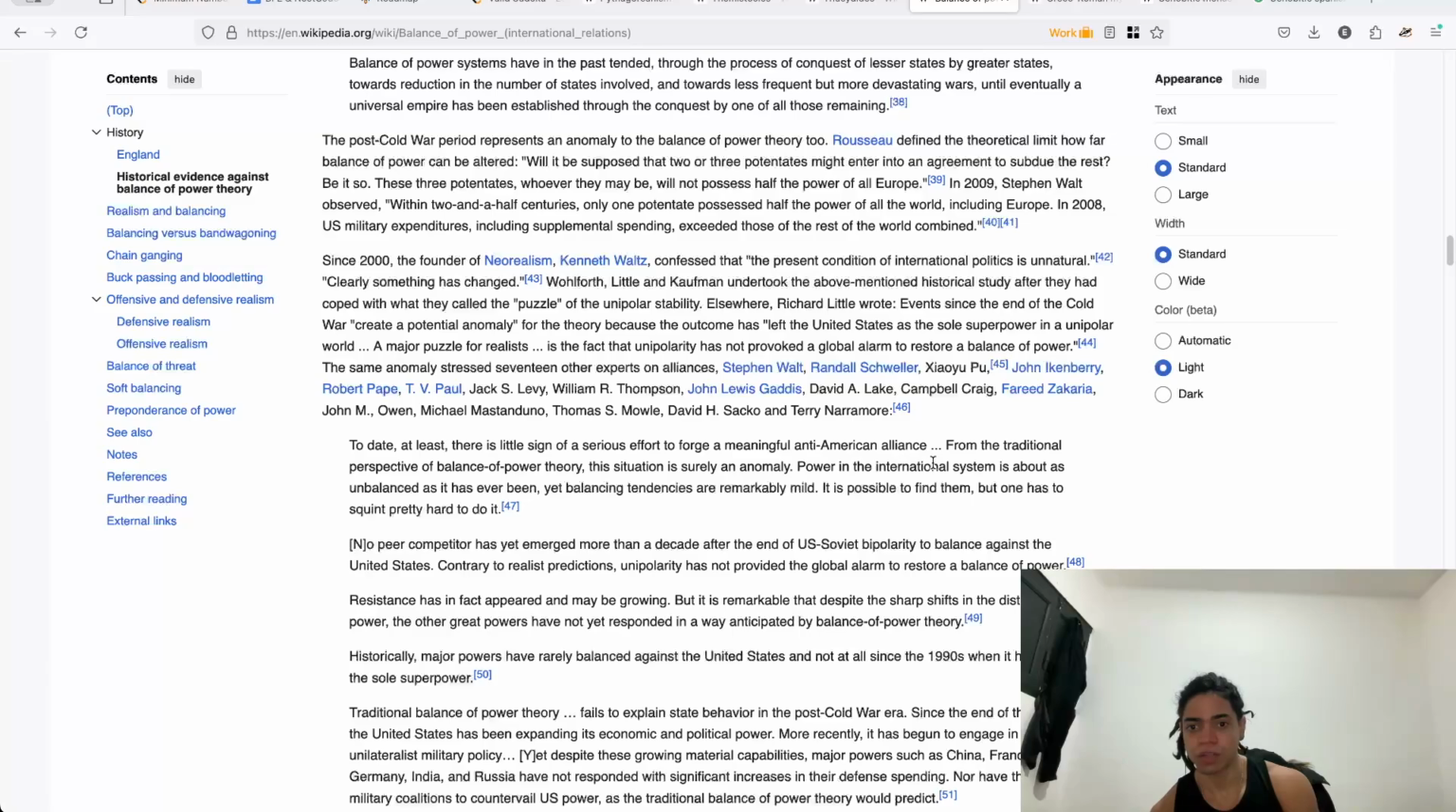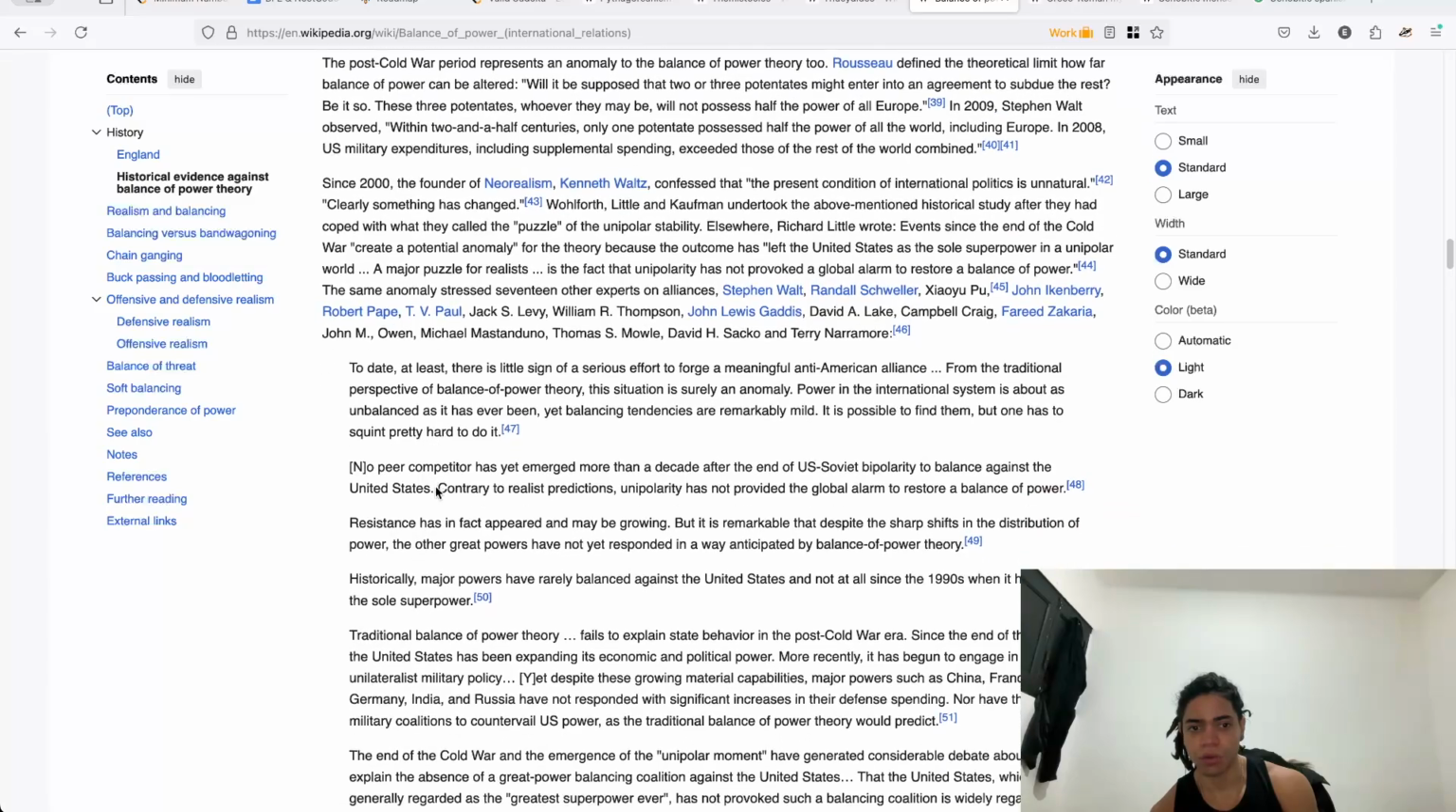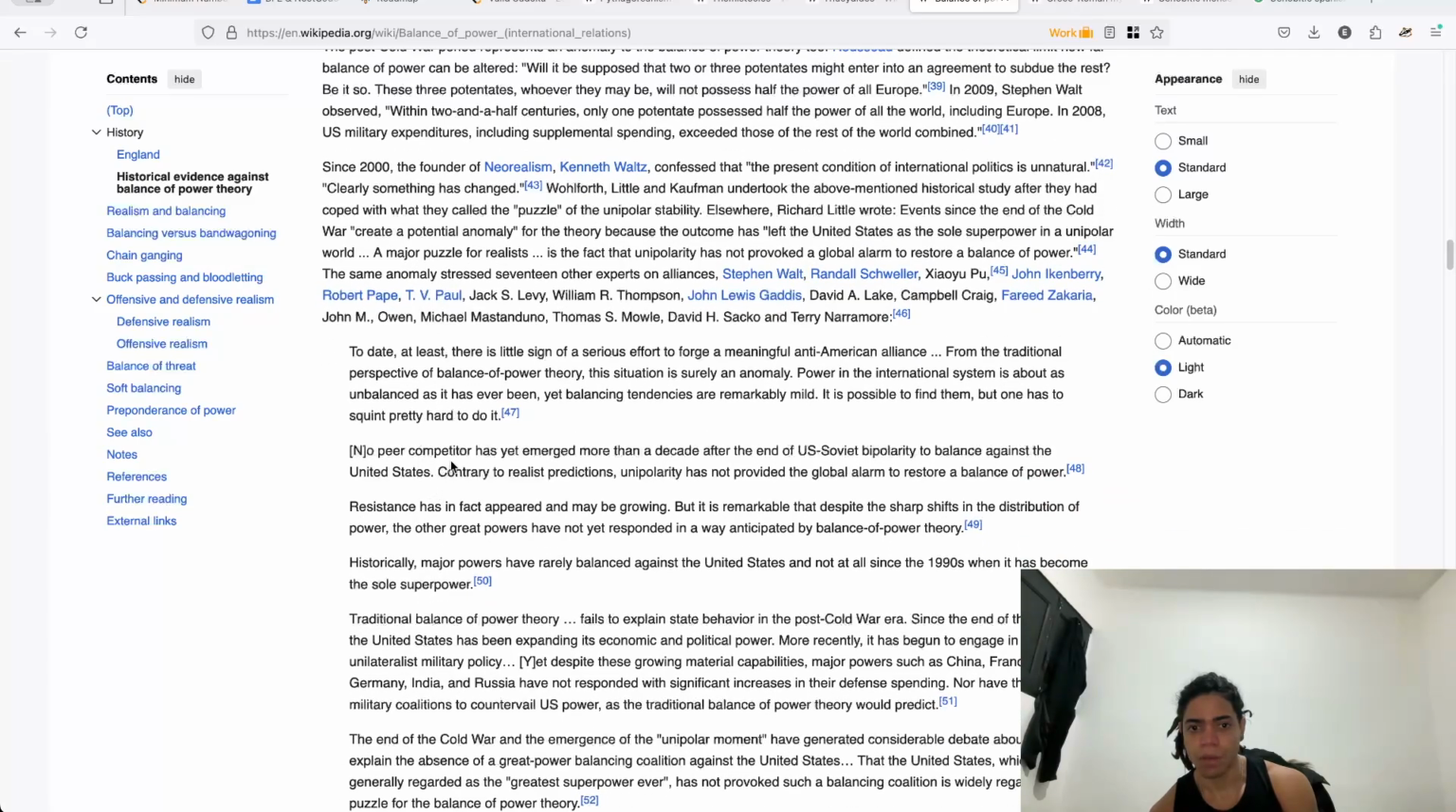Power in the international system is about as unbalanced as it has ever been, yet balancing tendencies are remarkably mild. It is possible to find them, but one has to squint. No peer competitor has yet emerged, more than a decade after the end of the US-Soviet bipolarity, to balance against the United States, contradicting realism.